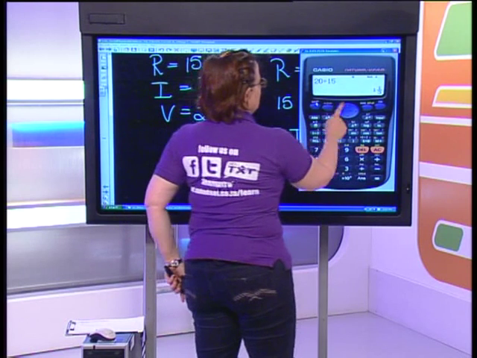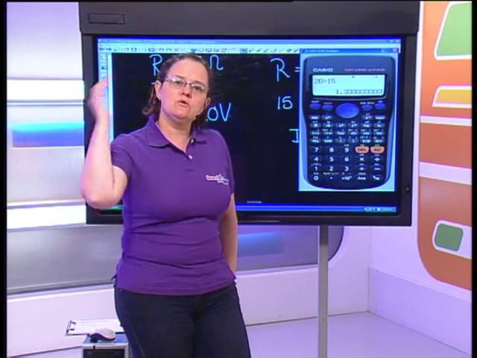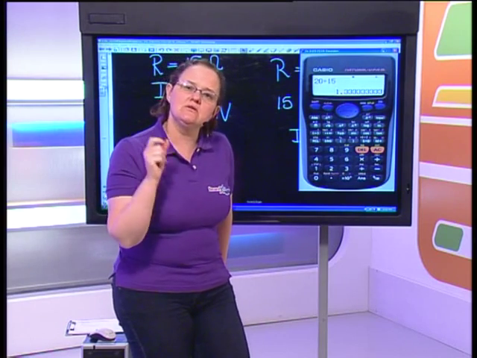So what I'm going to do is change the mode. On your calculator, for science, you really need to have it in linear mode, because now watch what happens. If I go 20 divided by 15, it gives me 1.33. That's my answer. So what I need you to do, Grade 10s, is take your calculators off maths display and put it into linear mode.